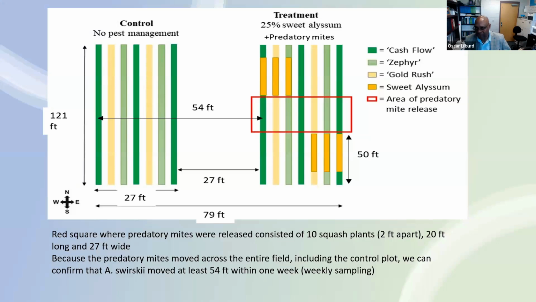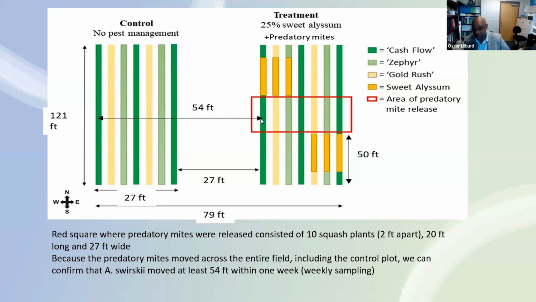So just to give you an idea as to where we were able to collect the predatory mites, again, the release area is only in the red. You can see that the furthest point was 121 feet from this one field here, which is referred to as the treatment field, where the predatory mite was released. And the field where there was no predatory mite release is referred to as the control, because there was no pest management in the control.